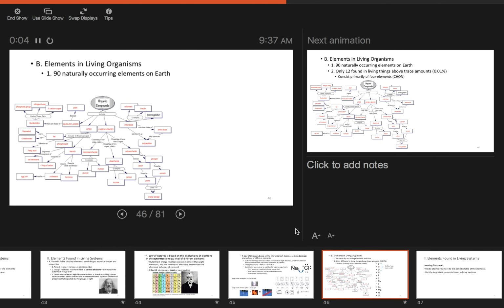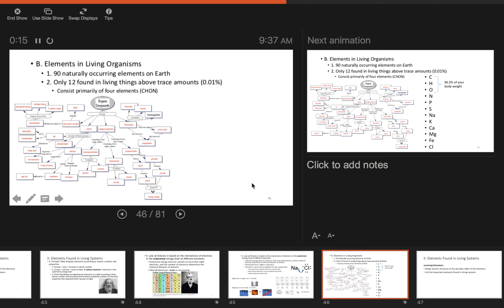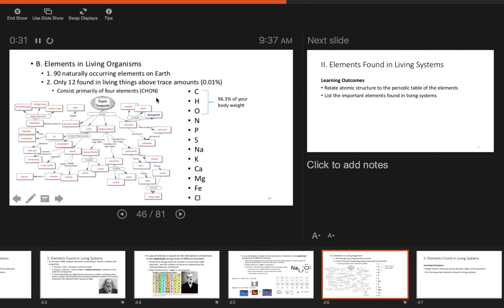Here we go. So in the class, we left off discussing which elements are found in living organisms. Of all the elements on the periodic table, 90 of them occur naturally on Earth. 12 of those are found in living things above the trace amount level threshold. Of the 12, 4 pretty much make up the bulk of it, and that is carbon, hydrogen, oxygen, and nitrogen. You can see that these are the 12 that are found in living things, and the bulk of it, CHON, comprises 96.3% of your body weight.